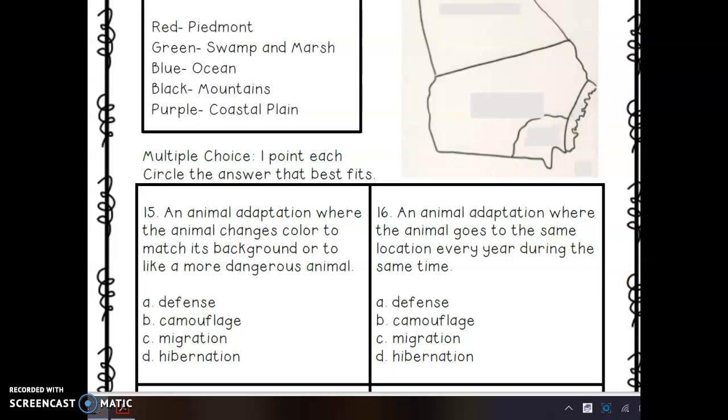Number 16. An animal adaptation where the animal goes to the same location every year during the same time. A, defense, B, camouflage, C, migration, or D, hibernation. If you said C, migration, you're right. Animals moving from one place to another during the same time each year.